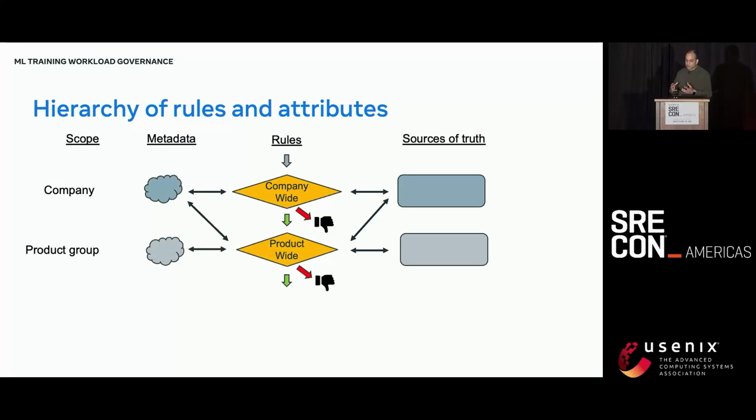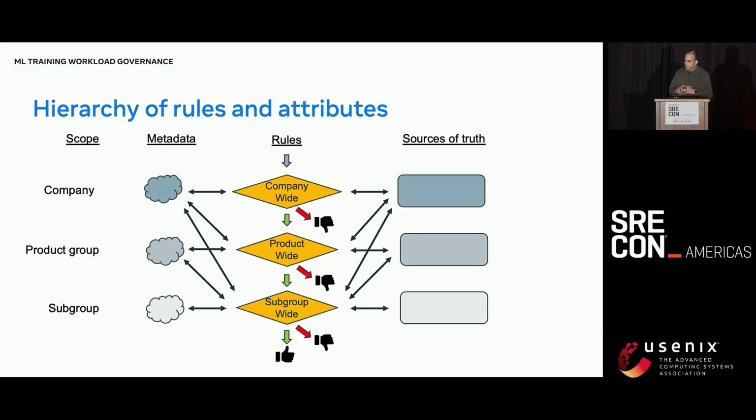The next is the product groups. They may have their own sources of truth, their own context, their own rules. And these rules will use the context at the company level as well as the product level to then further decide whether the job proceeds or not. And this can go on at the subgroup level as well. Here I'm simplifying the diagram. This is a binary yes-no kind of graph, but actually we also have other, more rich outputs, like what is the priority, which pool needs to be accessed in these rules.